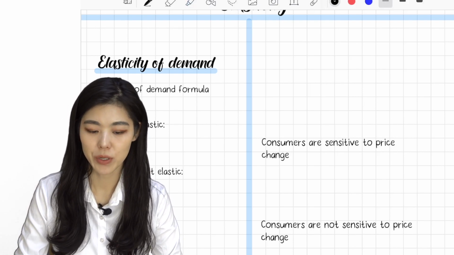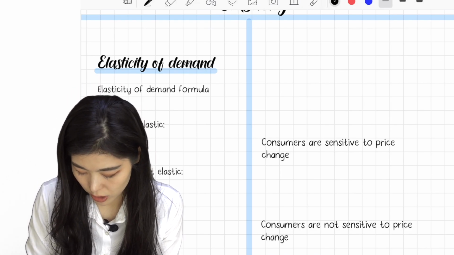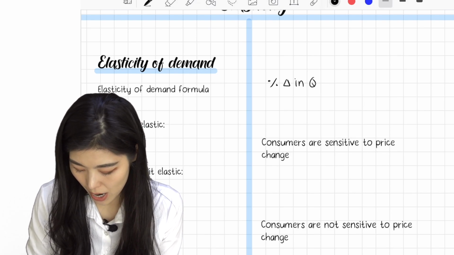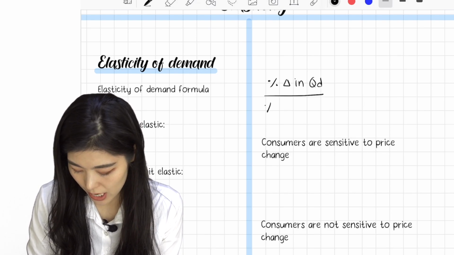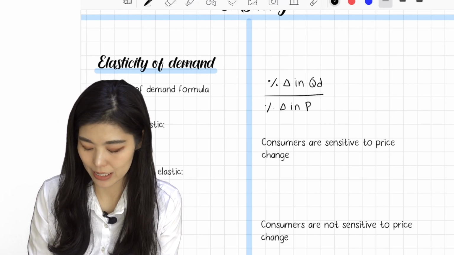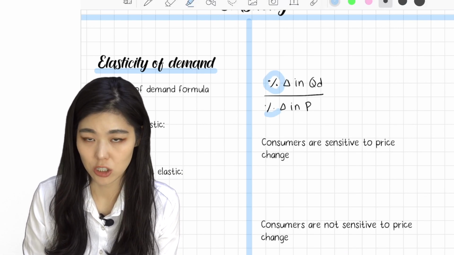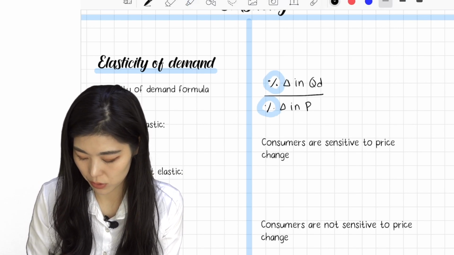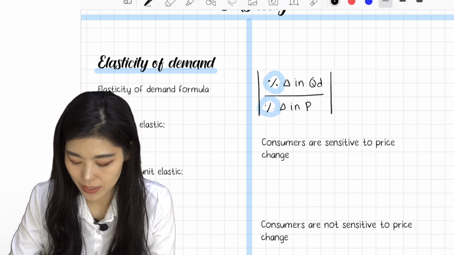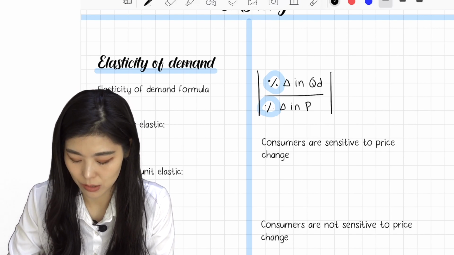Elasticity of demand formula. Always remember that it's the percentage change in quantity demanded divided by the percentage change in price. What you have to keep in mind is that it's the percentage change, not just the price change, and you have to ignore the negative sign. And also what students always get confused is the percentage change in quantity demanded and the percentage change in price.